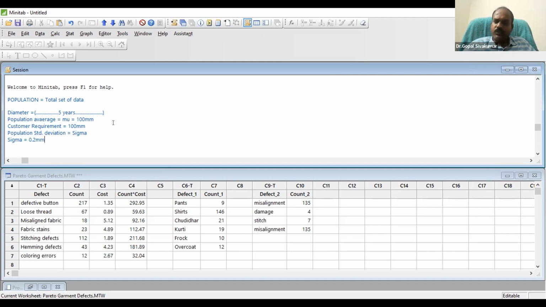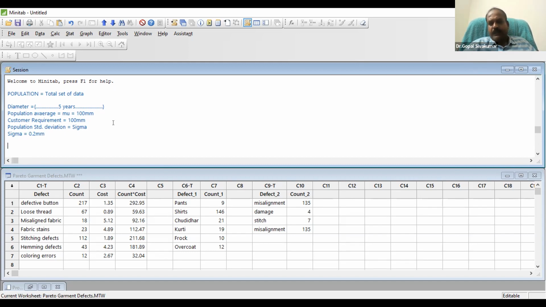What do you understand out of it? Can one of you tell me? You have produced so many units, and so much data is available. With so much data, you have understood two things. Population average is 100 mm. Population standard deviation is 0.2. Now, what do you understand about the population? Can somebody summarize the population?